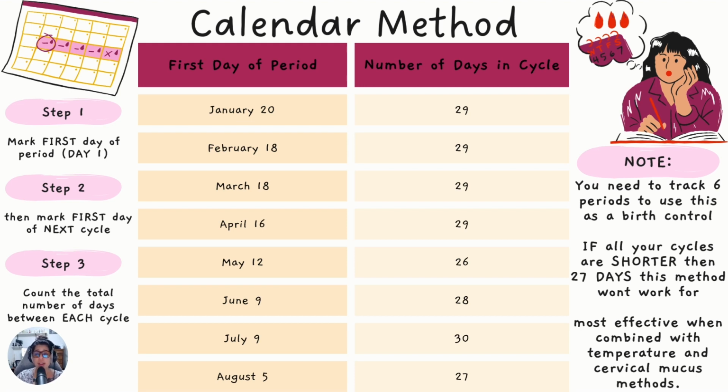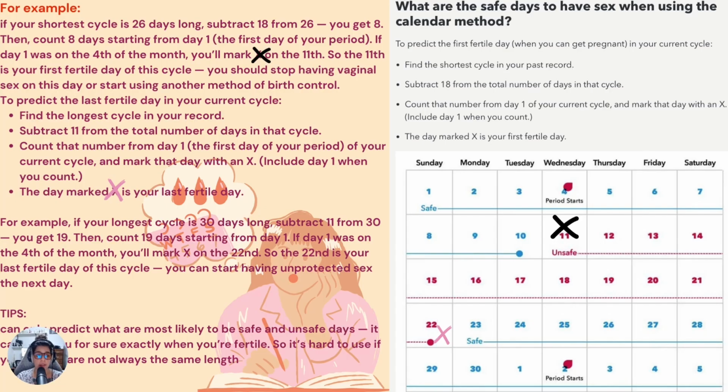Righty. So let me show you this, because I needed to break it down myself and read this 100 million times to be able to understand it. Alrighty. So if your shortest cycle is 26 days long, you subtract 18 from 26, you get 8. Then count 8 days from your start day 1, the first day of your period. So if your day 1 was on the 4th of the month, you mark it with an X on the 11th. So on the 11th is your first fertile day.